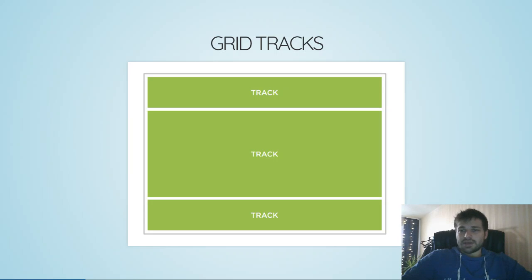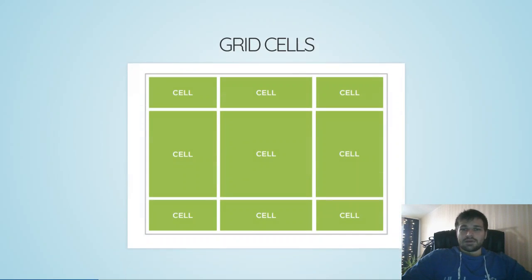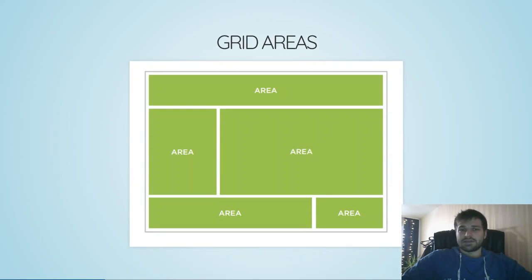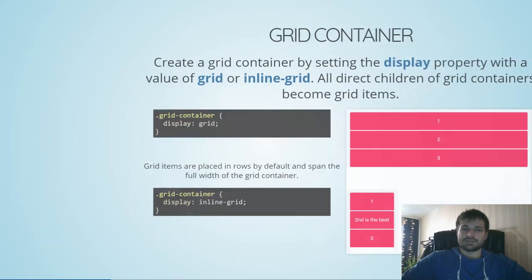The grid lines together make up what are known as grid tracks. A grid track is the space between two grid lines, horizontal or vertical. A grid cell is the space between four grid lines, and a grid area is two or more grid cells together.